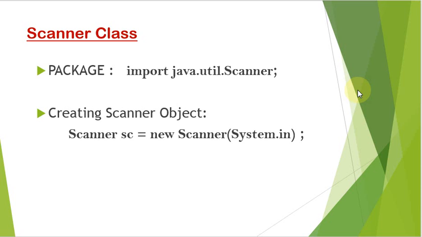So first we have to write the name Scanner. This is the name of the class. S should be in capital letter. Then the object name, you can give any object name. I have given here sc as the object of the Scanner class, then equals to, then the new, as we know that this new operator dynamically allocates the memory for the object. Then again we have to write the name of the class, Scanner, and within the parentheses we have to write System.in.